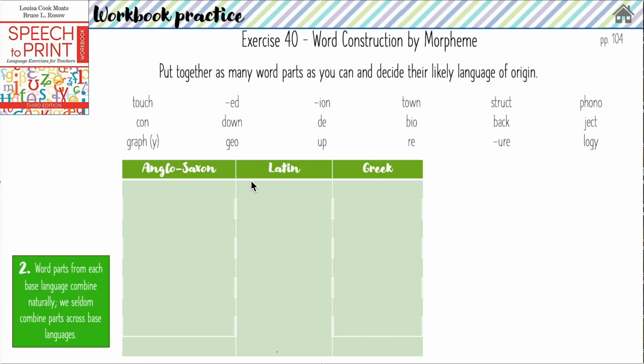Okay, so we know that we can construct words by their word parts. Here's another activity, kind of going back to that morphophonemic.